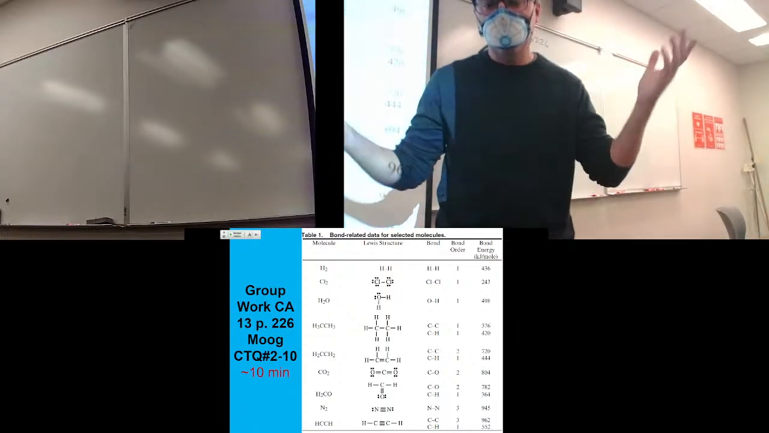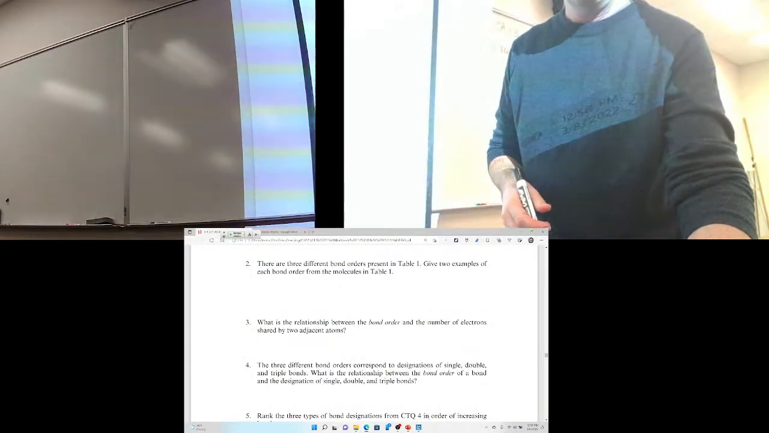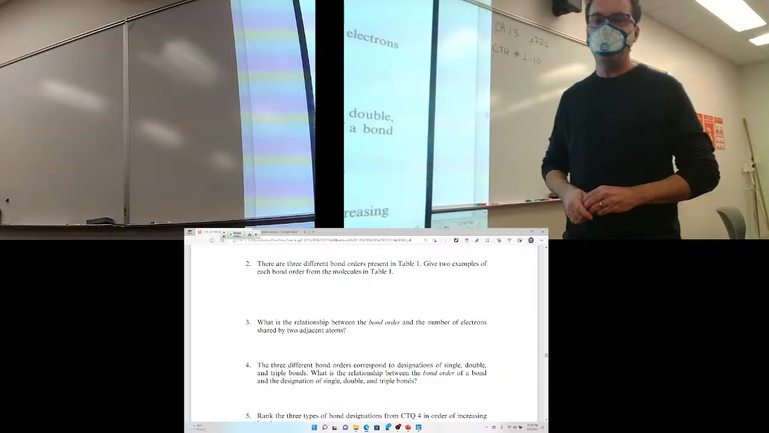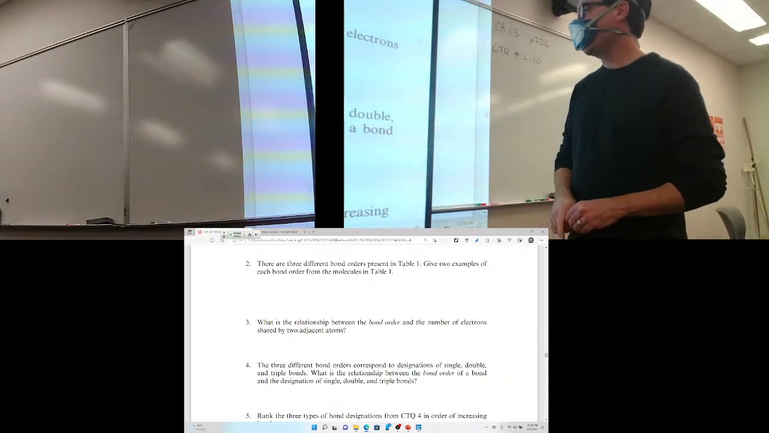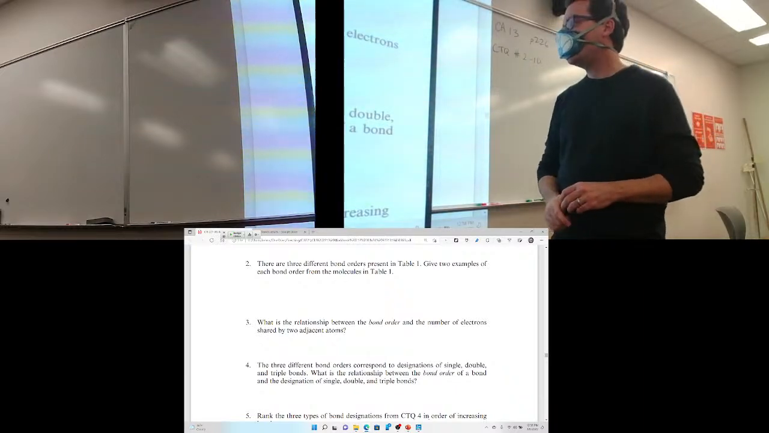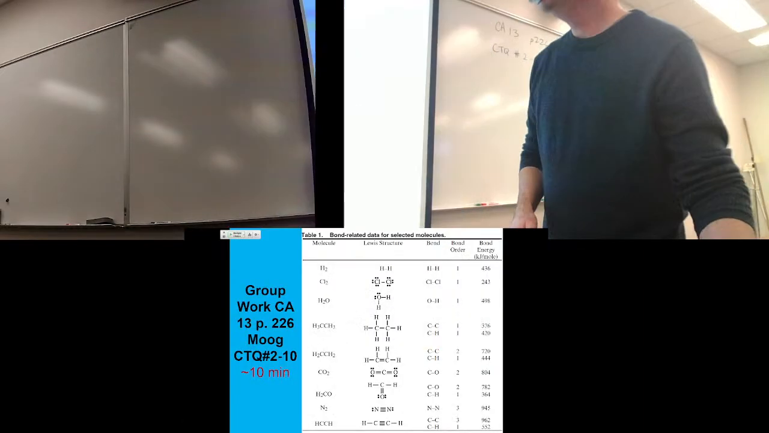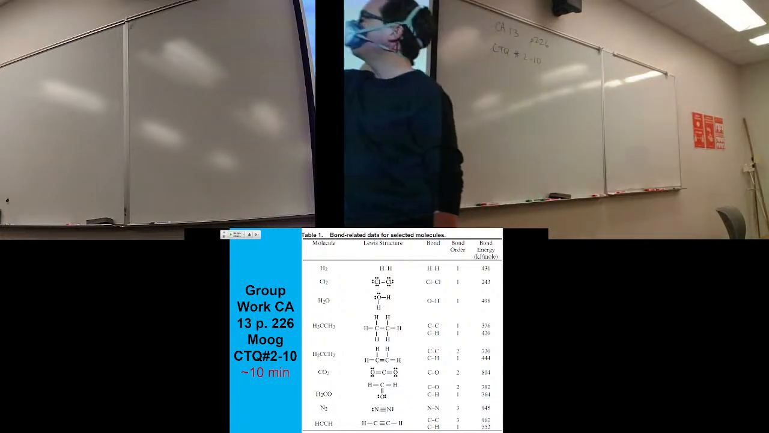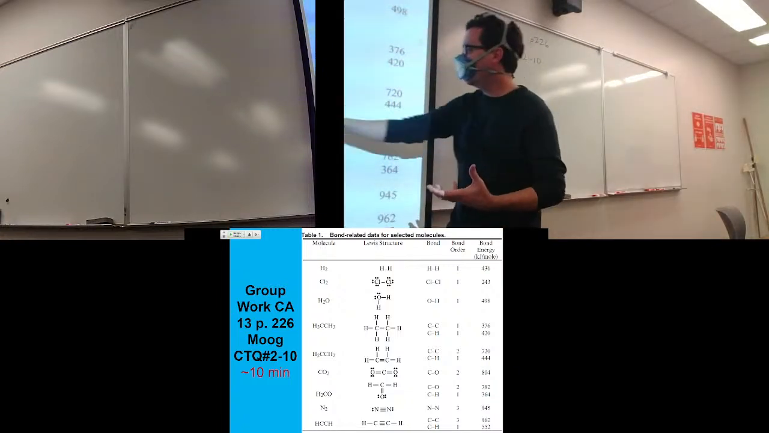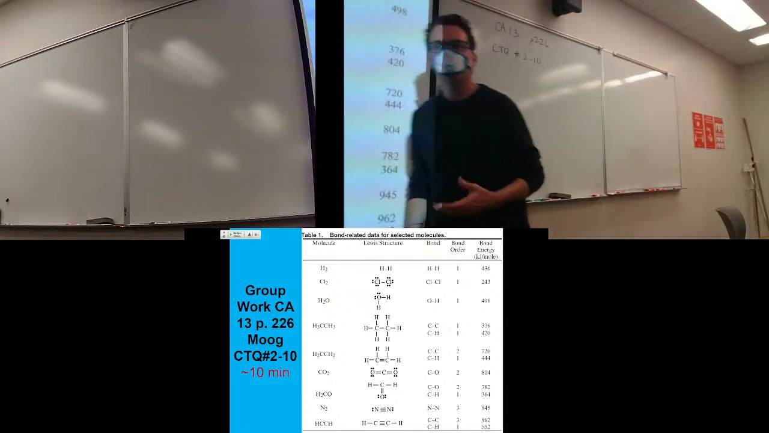So any examples work. And then the idea is, what is the relationship between bond order and number of electrons, which is similar to question 4. What is the relationship between bond order and the designation of single, double, or triple bond? So that's pretty much it. The bond order is the same as whether it's single or double or triple bond.